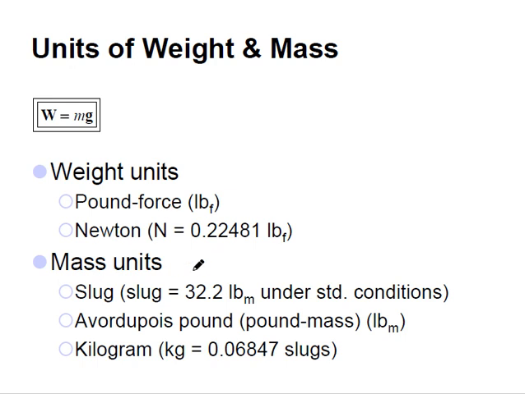Mass units. We have slug, and 1 slug is 32.2 pound. And this one is little sub m, and that is pound mass. That's just giving you the factor for your conversion, and that's of course calculated under your standard conditions. Then we have another unit.